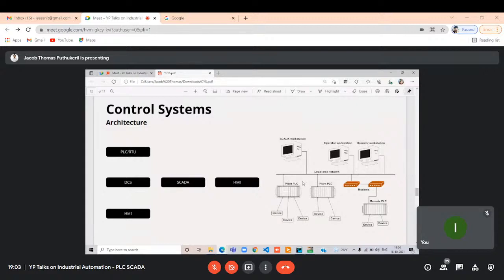So this is the communication part. This is where the complete system is communicating with each other. Like the plant PLC will be communicating to here, and this will be communicating to here. If the transformer is compromised, remote PLC 1 will communicate that the transformer has switched off, so there will be a huge surge coming to this second plant PLC. So they communicate with each other.